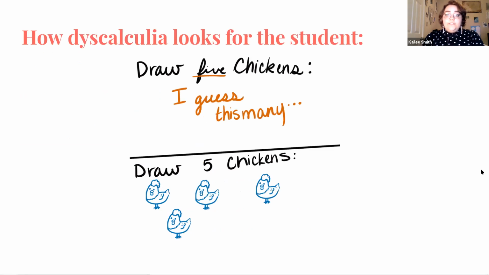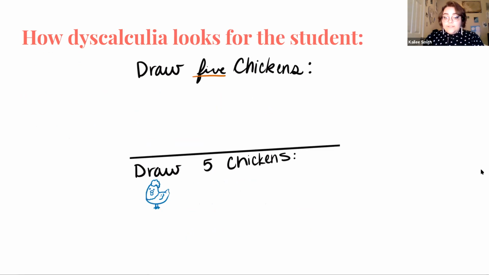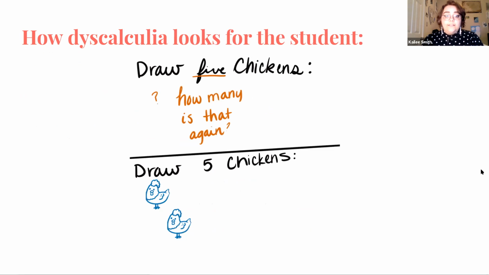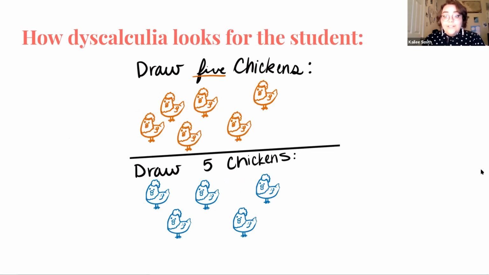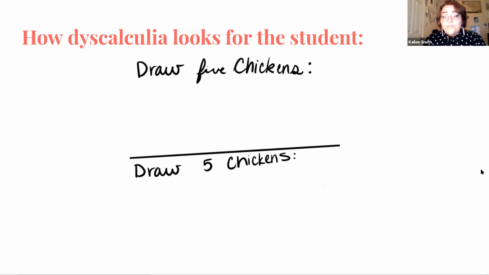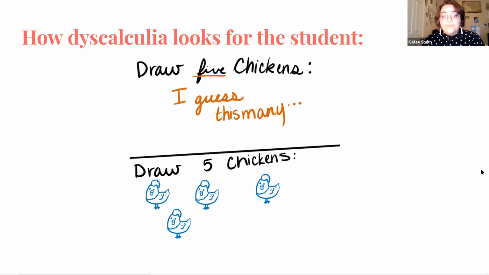So in this scenario, it's going to be 2 children trying to draw out 5 chickens. I've shown both of them because if it's the number 5, the student will know how many to draw. However, if it's the word 5, they might not be able to do so.